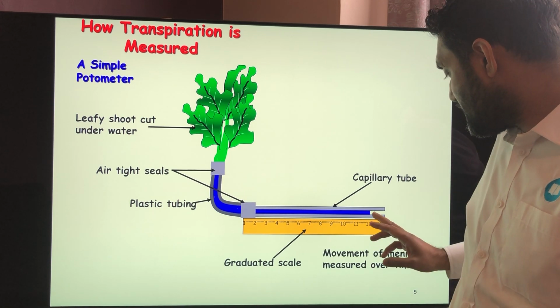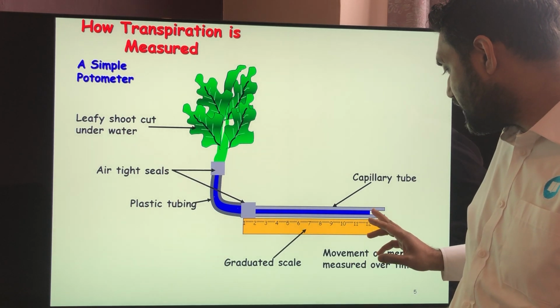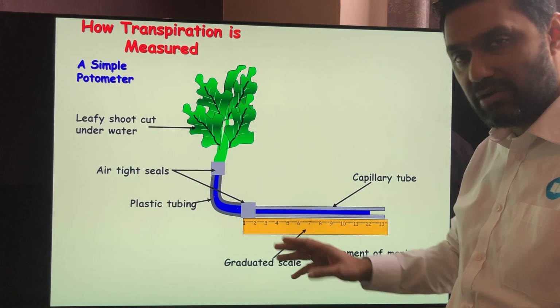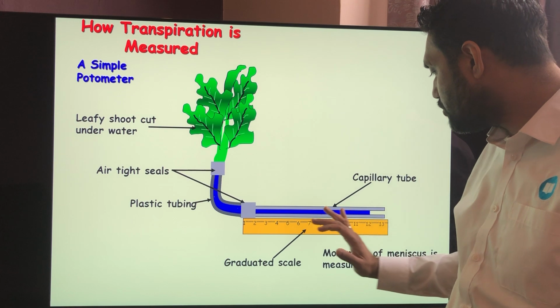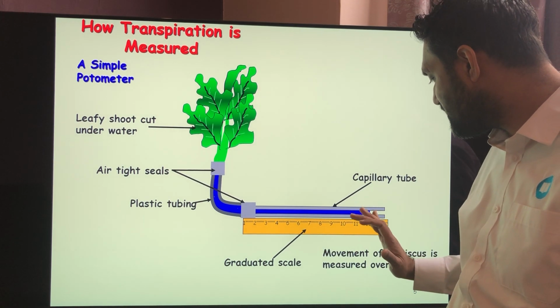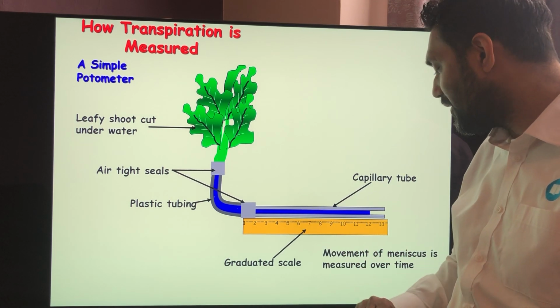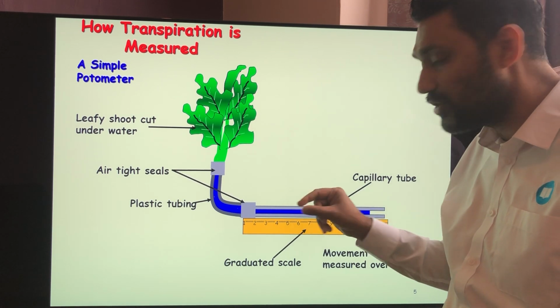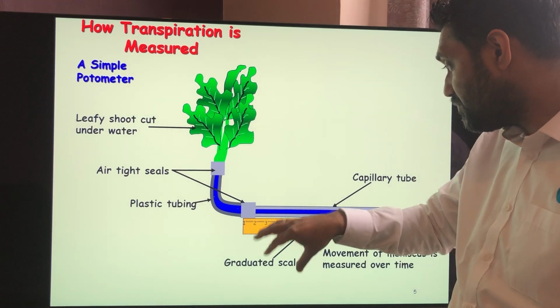So the meniscus, you can have the end of the water there and the water will draw along. If you have the water dyed, you can see it more clearly, but if you've just got water, that's fine. The water will draw along and you can measure it from that meniscus and how quickly it moves along that scale. Or you can set it up so that you've got a bubble in there and that bubble moves along. Now you can have the scale either way around.